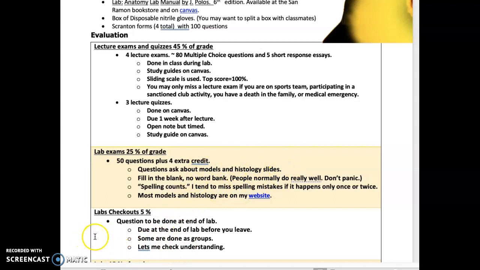I will explain what that is the first day of class. Fill in the blank without a word bank, but people actually really do good on it. So don't panic. Spelling counts. If you only once or twice forget a letter or reverse letters, I won't notice. If it's in every single one, I will notice. And most models are on my website.